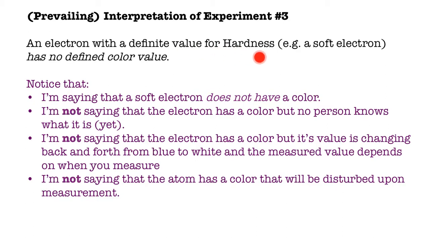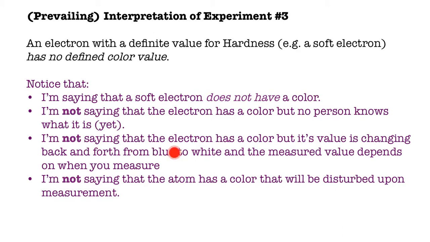The way that we use that idea in experiment 3 is that we say an electron with a definite value for hardness, for example, a soft electron, simply has no defined value for color. If you know the hardness of an electron, the color of that electron is undefined. I want to be really clear what I'm saying and what I'm not saying. I'm saying that a soft electron simply does not have a color. I'm not saying that the electron has a color but no human being knows what that value is yet. I'm not saying it's defined, just not yet known.